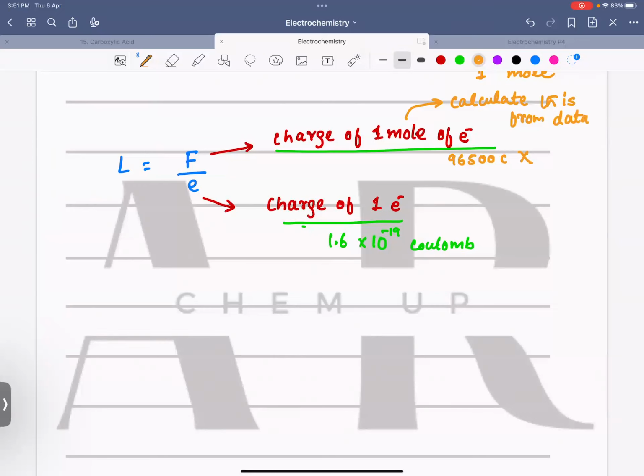Okay. So in all the previous cases we use this constant 96500, but here, whenever we are doing a question in which we have to use L equals F over E, we don't use it.